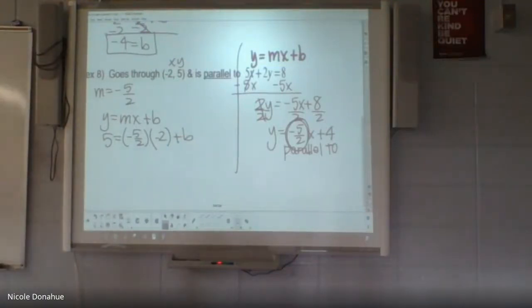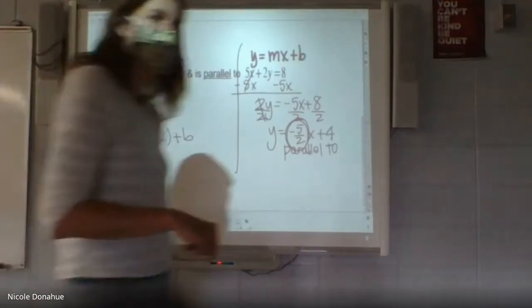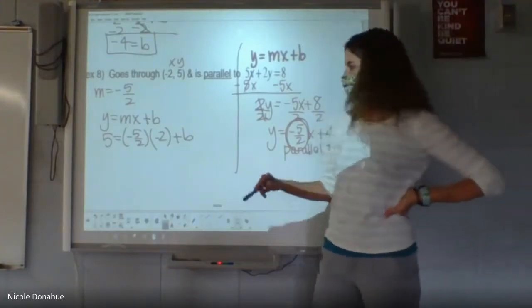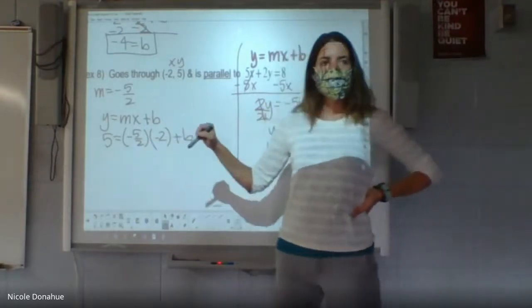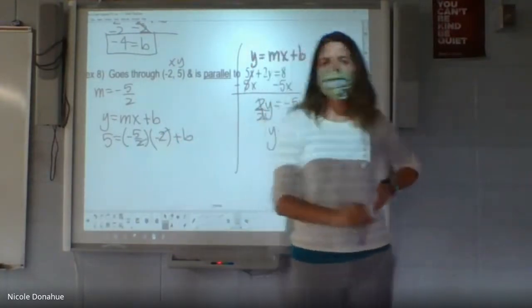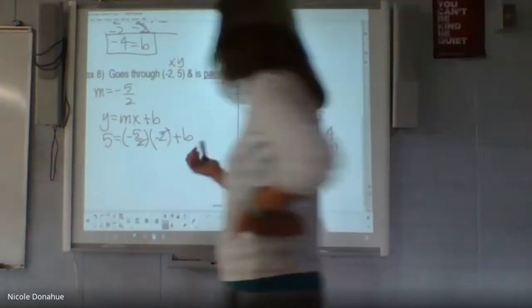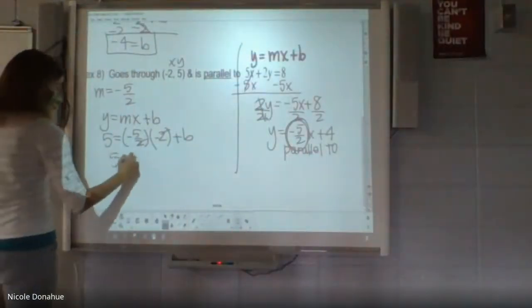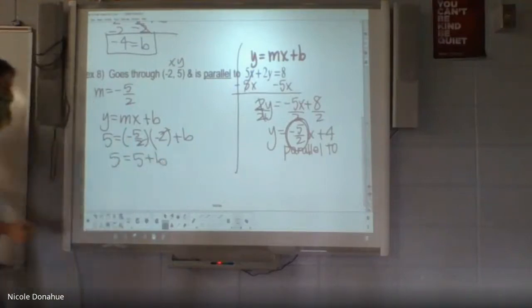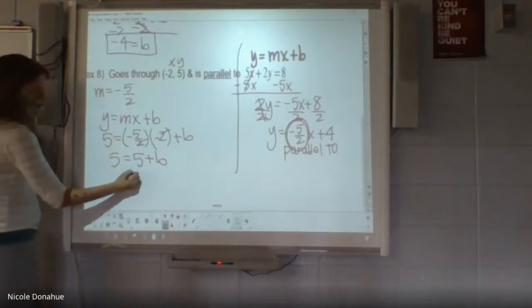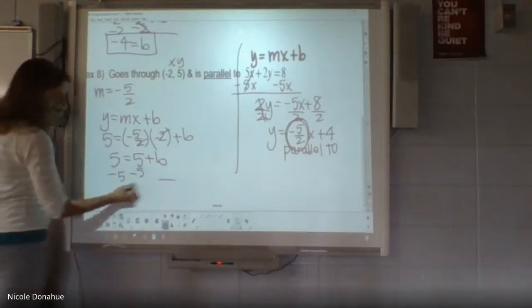What's a -5/2 times a -2? Works out really nicely. Feel bad for you guys grabbing calculators. This should be something you can do in your head. What happens to the 2's? They cancel out. 2 divided by 2 is nothing. A negative times a negative is a positive. So I get 5 equals 5 plus b. You might already see it. b is just going to be 0.